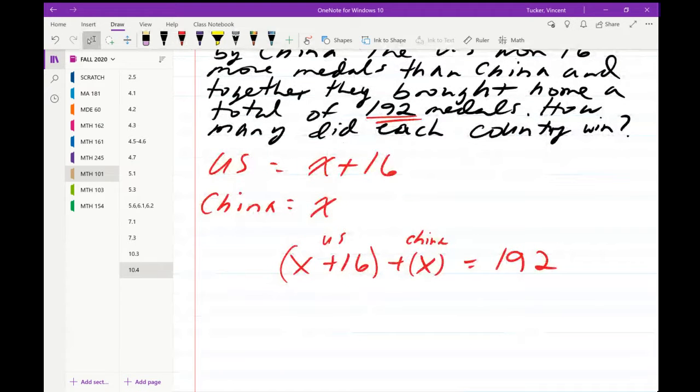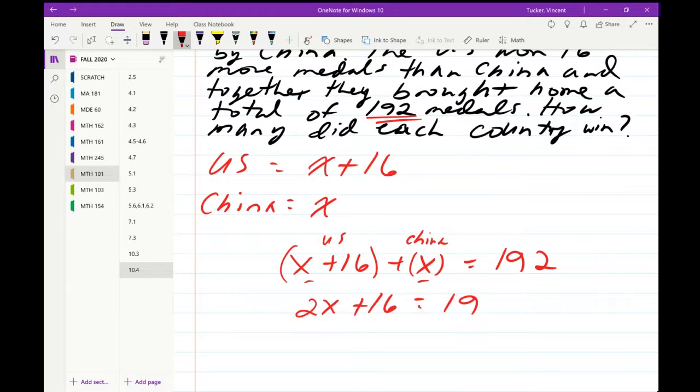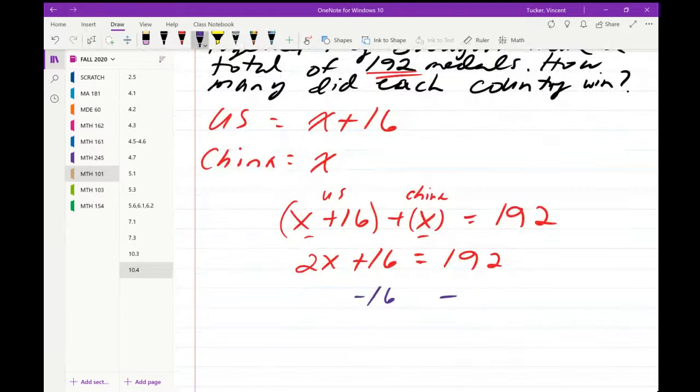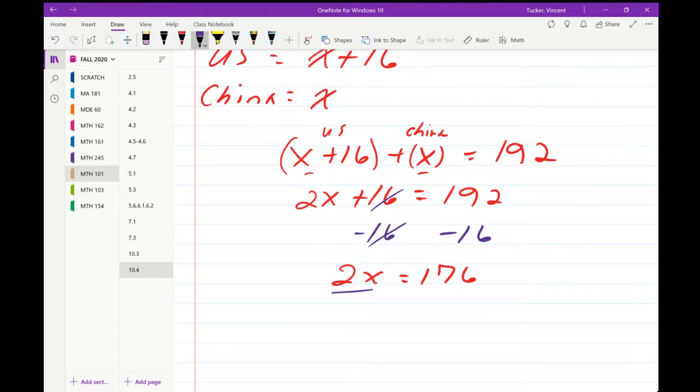All right, those parentheses are just there to signify that this is from the United States, this is from China. So I can go ahead and just add my like terms. X and X would be 2X plus 16 equal to 192. From there, subtract 16. 2X is equal to 176. Divide by 2. And that's 88. X is equal to 88.